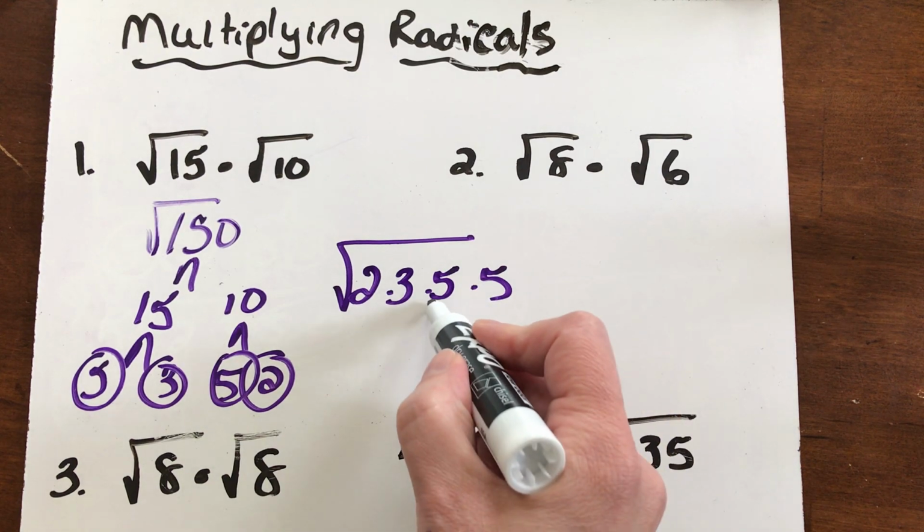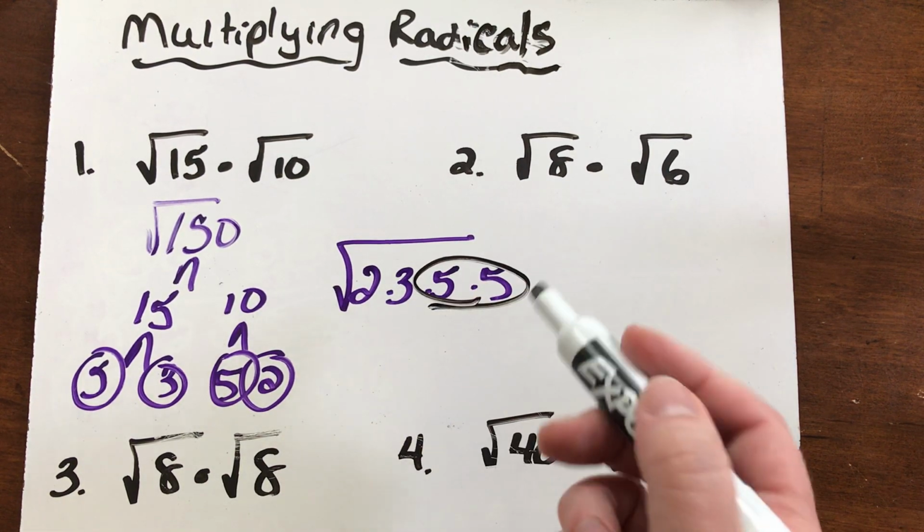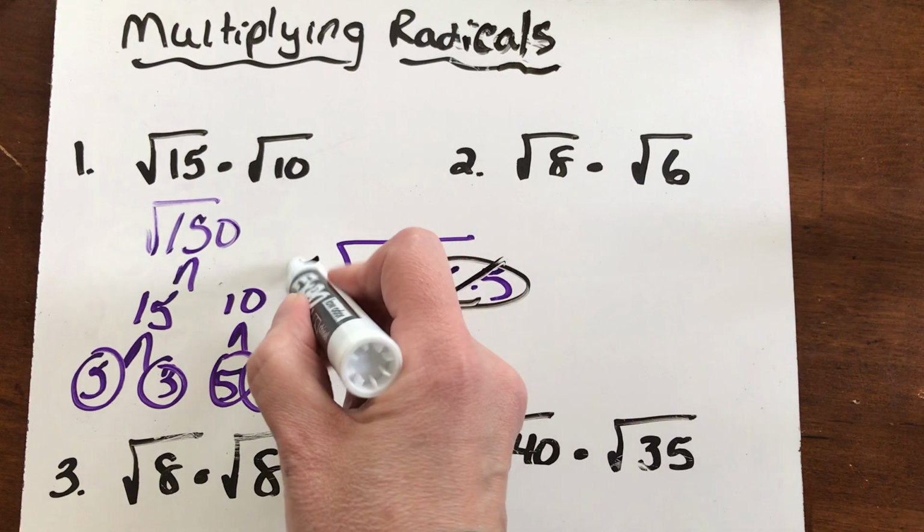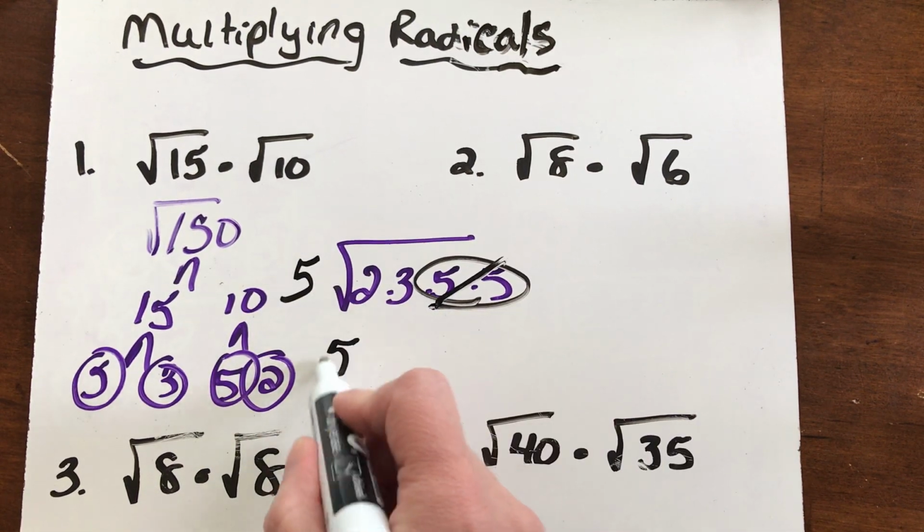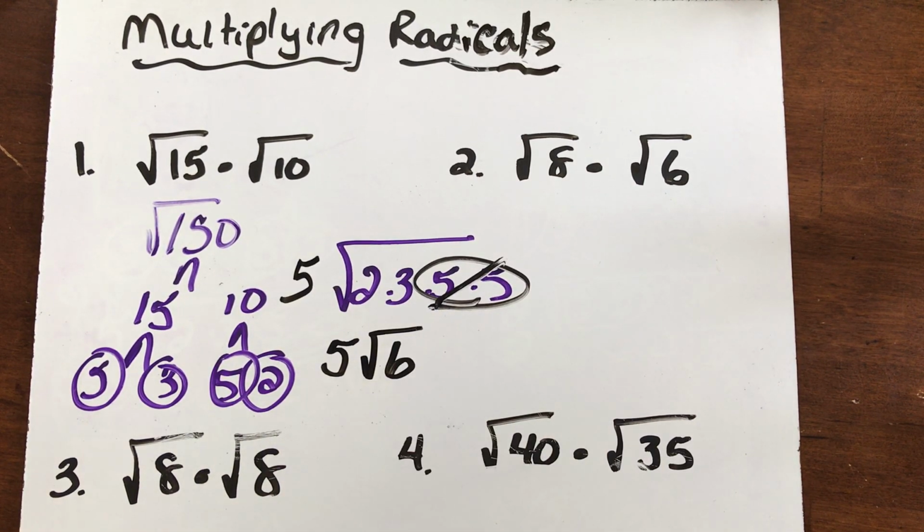Remember, any pair is a perfect square because if you multiply them together, 5 times 5 is 25. The square root of 25 is going to be 5. What's left underneath you multiply together. So I'm going to get 5 times the radical of 6.